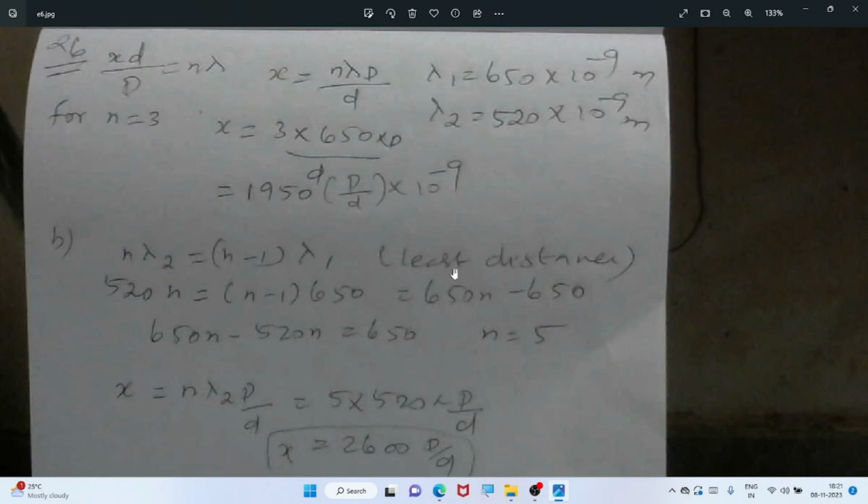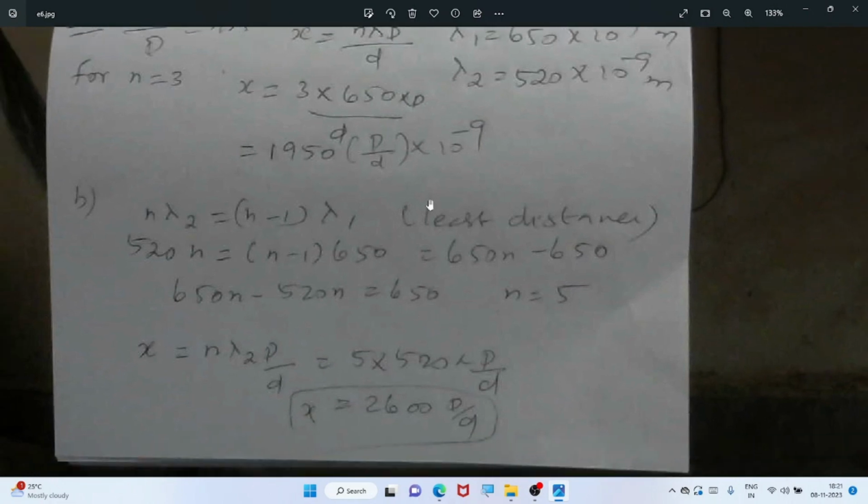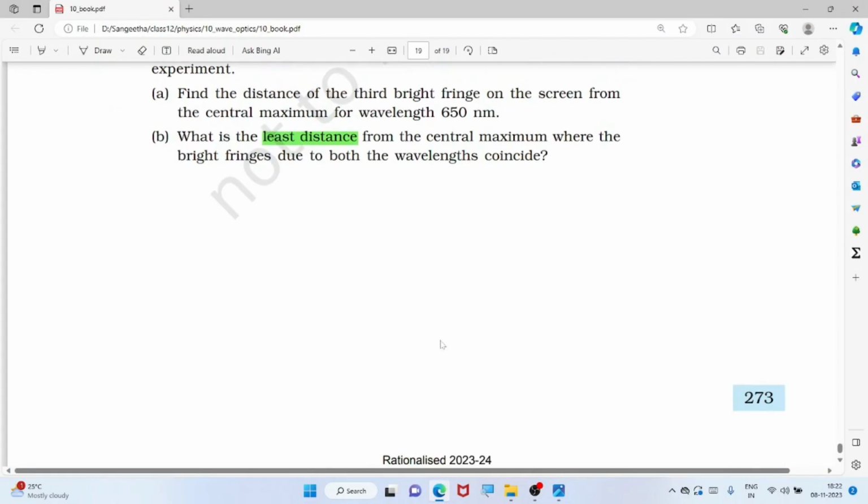See, least distance means it will come between the successive fringes only. So between the successive fringes, n minus 1 of lambda 1 and nth of lambda 2. Okay, because they are asking for the least distance. So after substituting this you will get this. Because d and D are not given, we are not substituting the values.